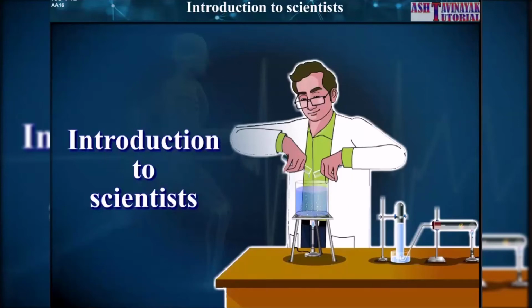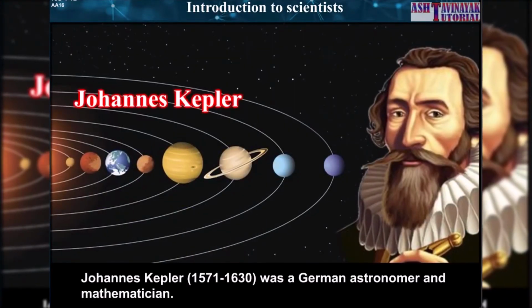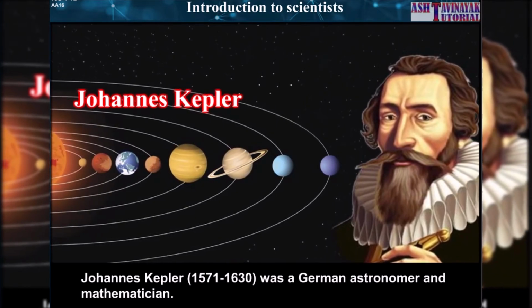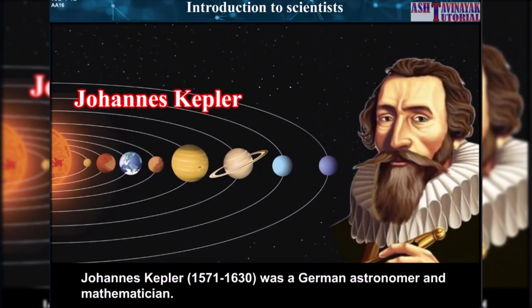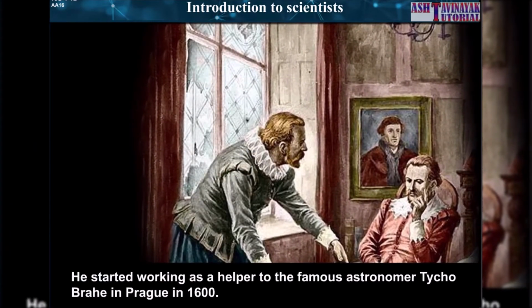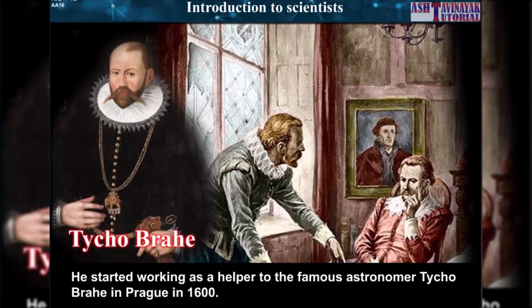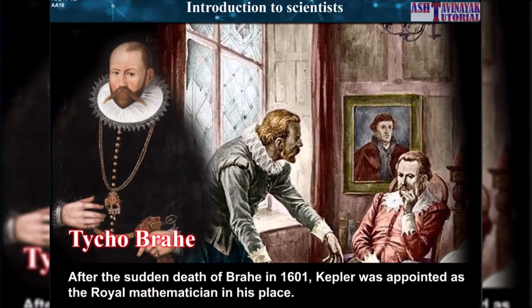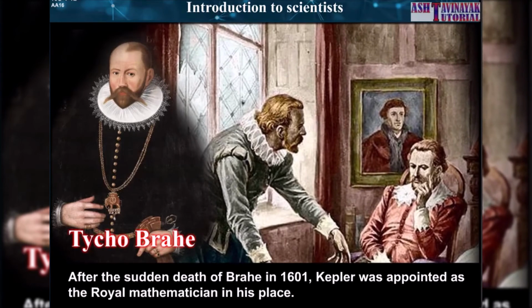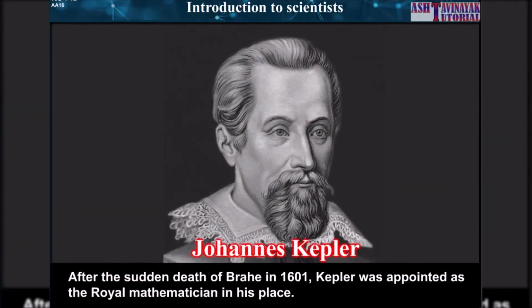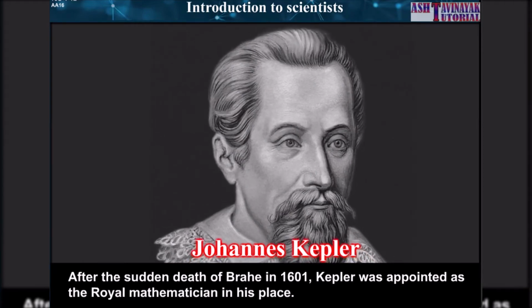To scientists. Johannes Kepler, 1571 to 1630, was a German astronomer and mathematician. He started working as a helper to the famous astronomer Tycho Brahe in Prague in 1600. After the sudden death of Brahe in 1601, Kepler was appointed as the royal mathematician in his place.